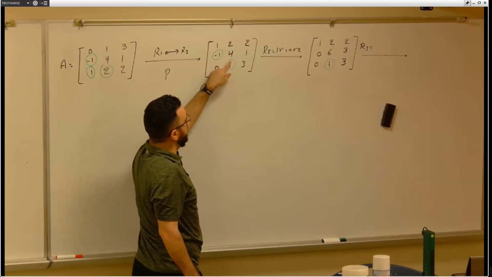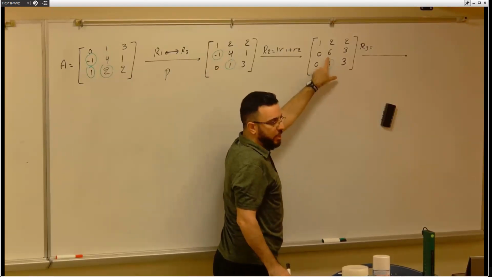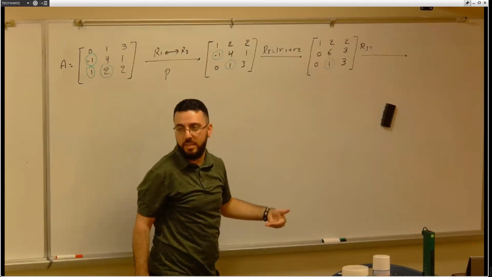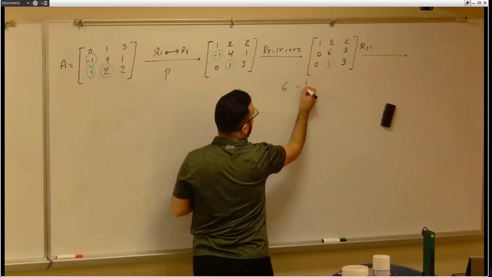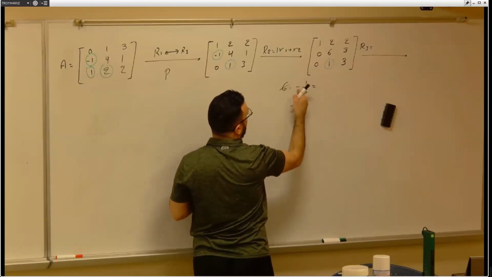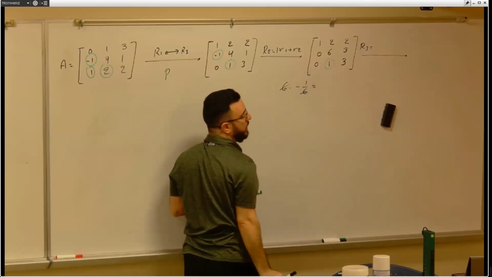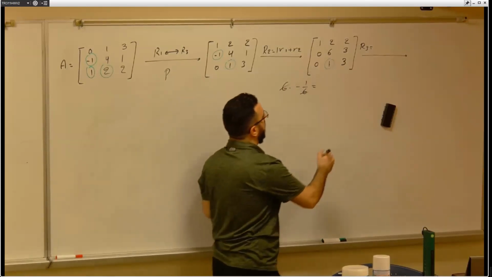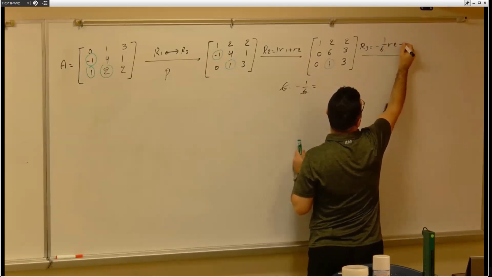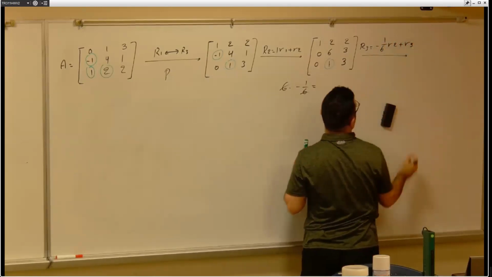So now, which number are we going to multiply the 6 by? You're going to multiply by -1/6, because 6 times -1/6, you're going to cancel these. What's left? -1. When you add it to the 1, it's going to be 0. So I'm going to say -1/6 times R2, and you're going to add it to R3.